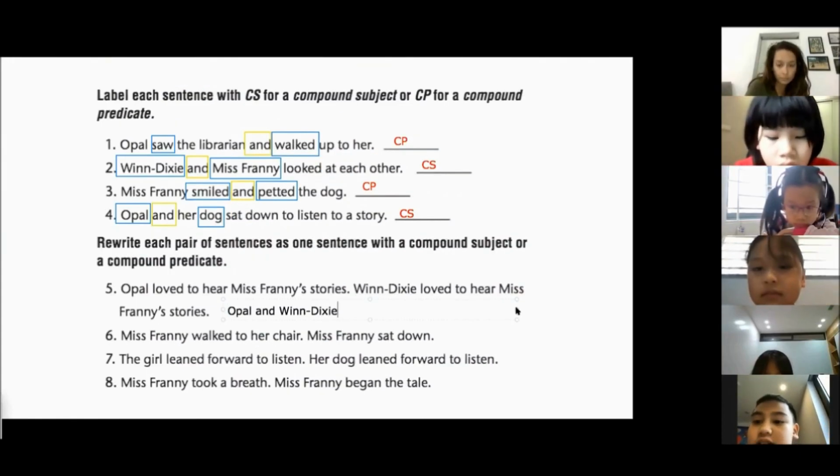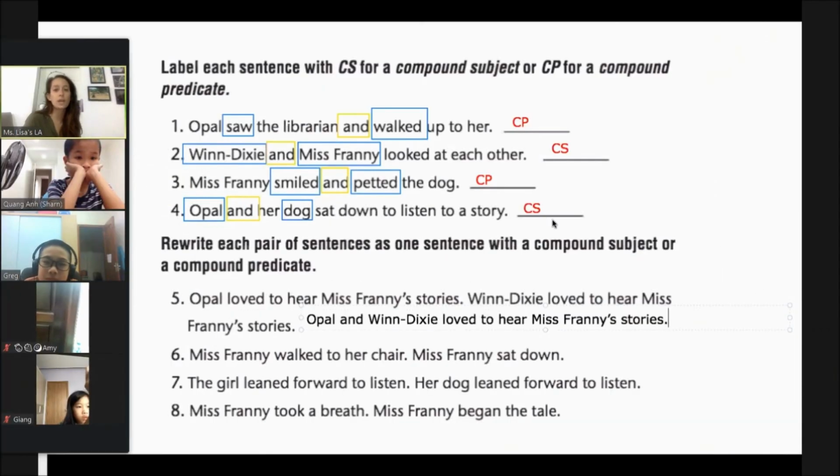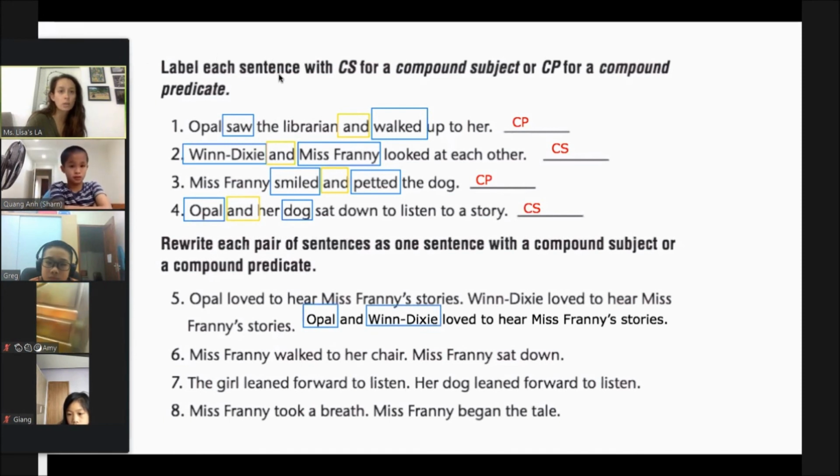Good job. Opal and Winn-Dixie loved to hear Miss Franny's stories. So now, do we have a compound subject or compound predicate? Compound subject, right? So we've combined our subjects, Opal and Winn-Dixie, with a joining word, and. Okay, good job. And we still have one predicate.